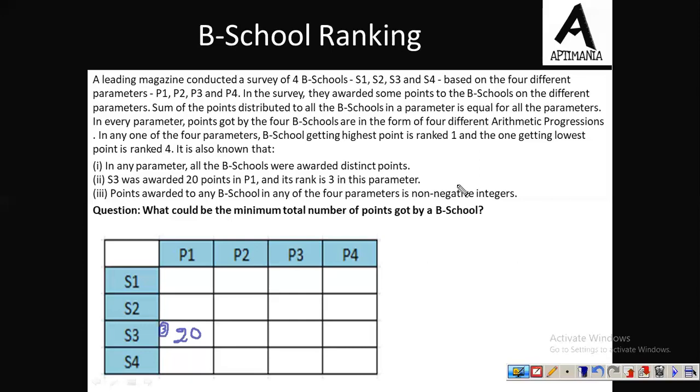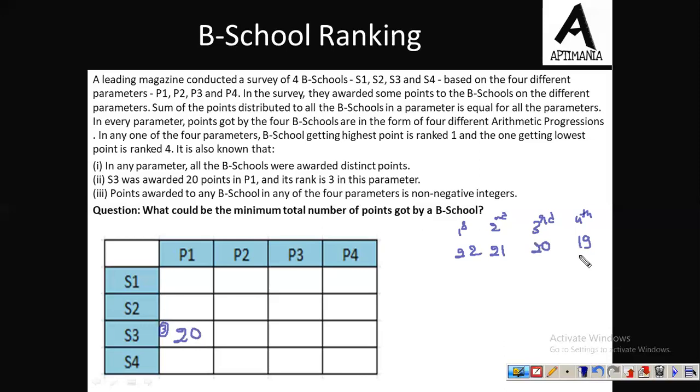We have seen the conditions, and the question is what minimum total is possible for any of the B schools. Now see. The condition is the numbers in P1 will be forming an AP. In P2 also there will be an AP. Same goes for P3 and P4 as well. Now see, 20 is the third highest number. So first highest, second highest and third highest is 20. This is given to us. And fourth highest. Now if we want to form an AP, we can assume this to be 21, this to be 22 and this to be 19. So this will form an AP.